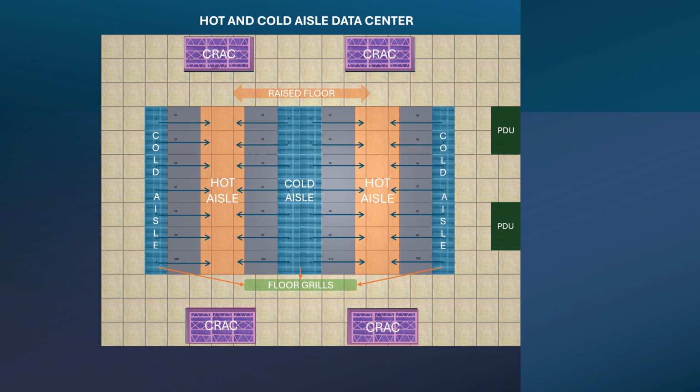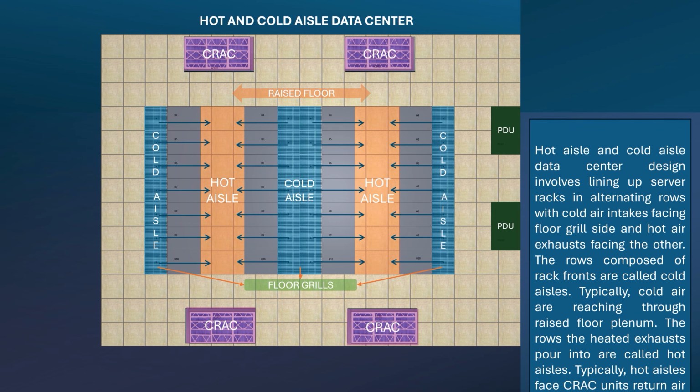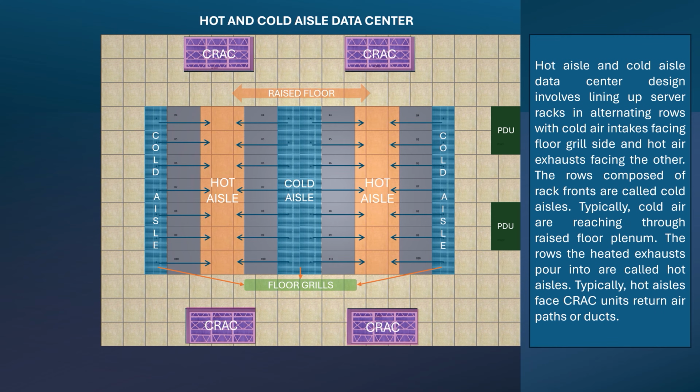Hot aisle and cold aisle data center. Hot aisle and cold aisle data center design involves lining up server racks in alternating rows with cold air intakes facing the floor grill side and hot air exhausts facing the other.